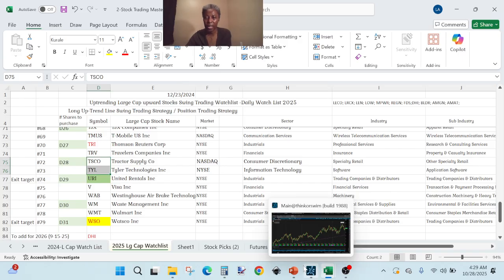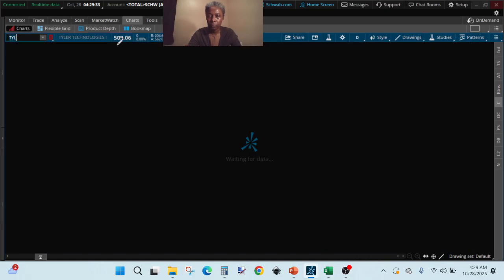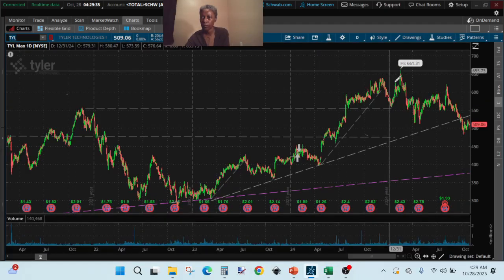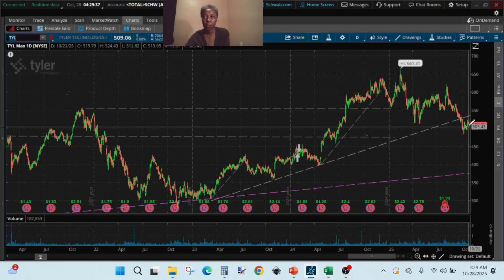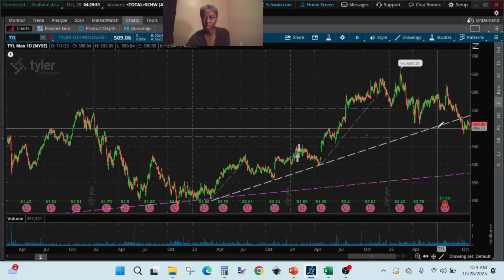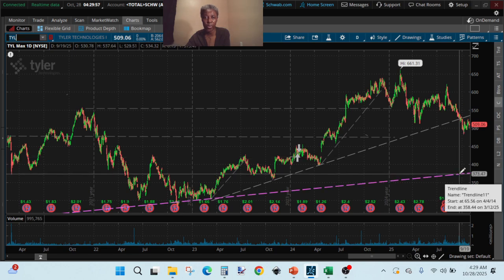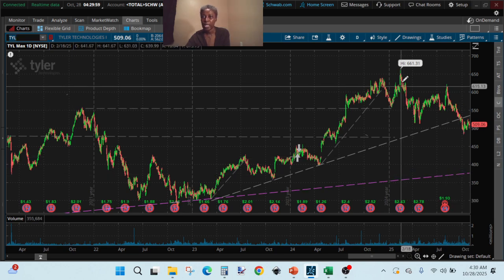So TYL, yesterday the price dropped, so it's a red bar and a red price here, just meaning that the price at the end of the day was lower than the price in the morning when the markets open. It's going down, it is below the support line that is supporting the upside wall of the mountain, but it is not close to where we want to buy it yet.